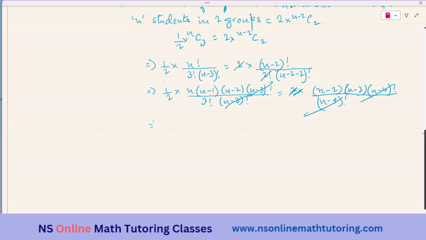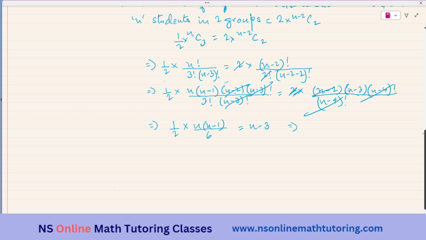And we have n times n minus 1 times n minus 2 in the numerator of the left side, and it is n minus 2 times n minus 3 in the numerator of the right side. So if I divide both sides by n minus 2, these two will be getting cancelled. Okay. So I am having half times n times n minus 1, and 3 factorial is 6, 3 times 2 times 1 is 6, is equal to n minus 3.